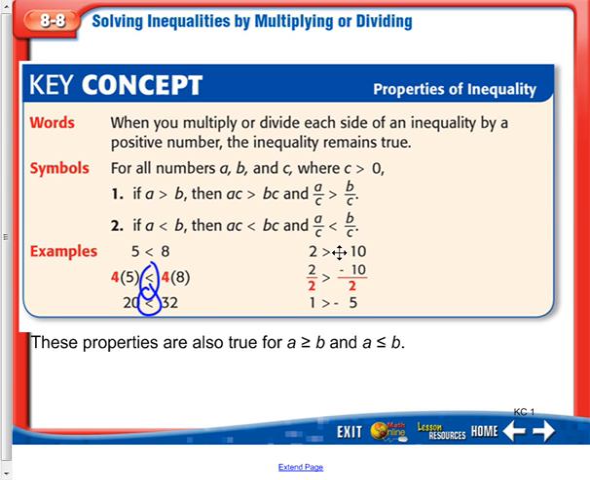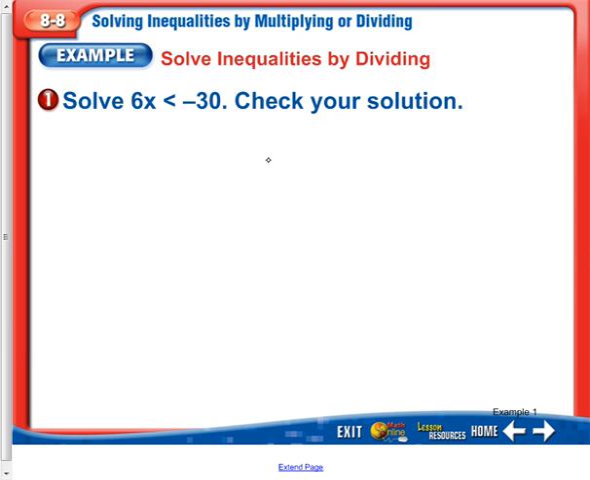Here we're dividing both sides by 2. It's a positive 2, so the sign stays the same, and 1 is still greater than negative 5. So just as long as you're multiplying or dividing by a positive, the inequality does remain true. So let's do a couple examples of that.